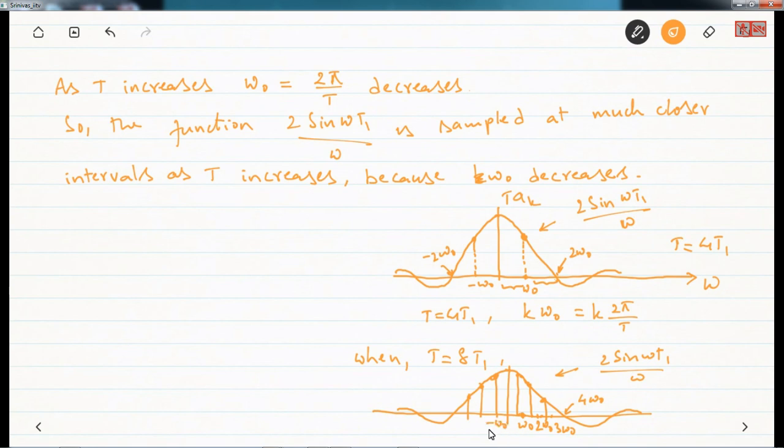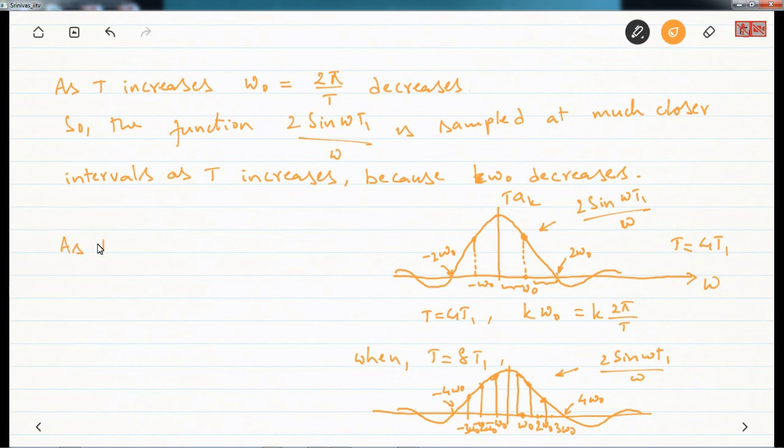So this is minus omega naught, minus 2 omega naught, minus 3 omega naught. This is minus 4 omega naught. So as t increases, you need not remember this exact diagram or mug up anything in this concept. The only thing I'm trying to say is, as the period t increases, these samples become closer and closer, and when t becomes infinity, these samples are placed next to each other. The spacing between the samples becomes infinitesimally small.